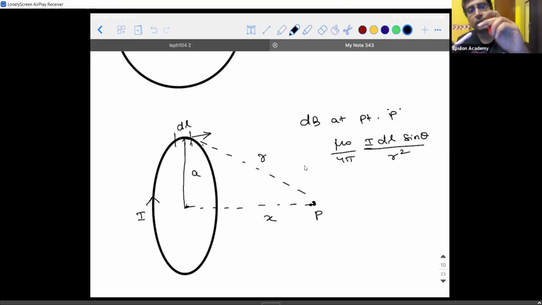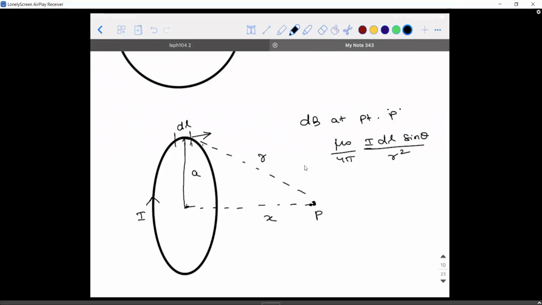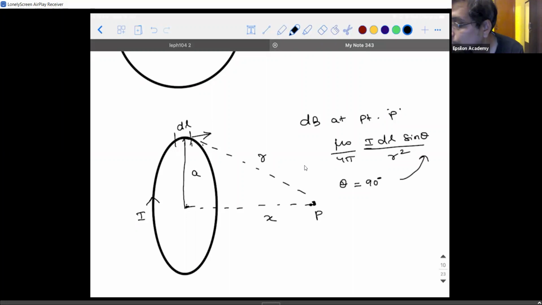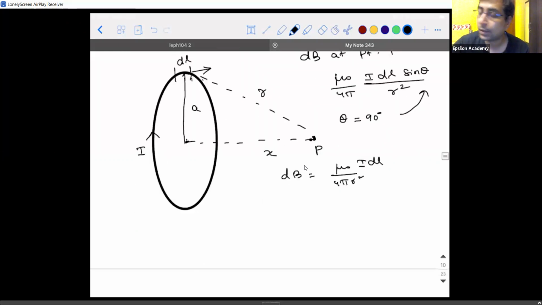Now, this is like this and this is R. And what do you think is going to be the angle between them? Are you guys able to see what is the angle between them? It is 90. Means in this case, theta is going to be equal to 90 degrees. So if I take this 90 and substitute it here, the value of dB will be equal to mu naught divided by 4 pi R square into I dl. Okay, let this be equation number 1.